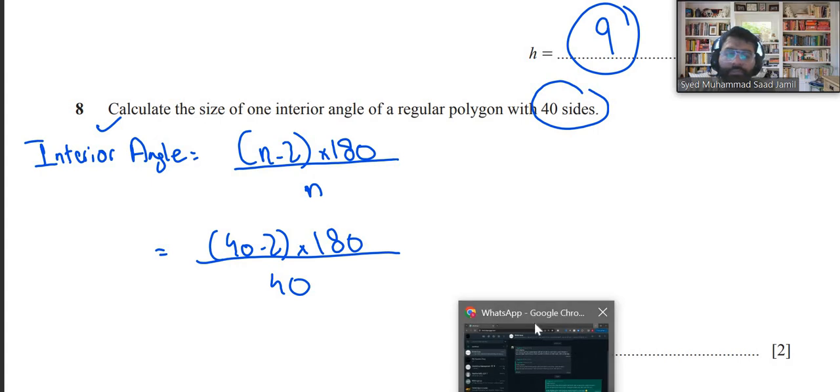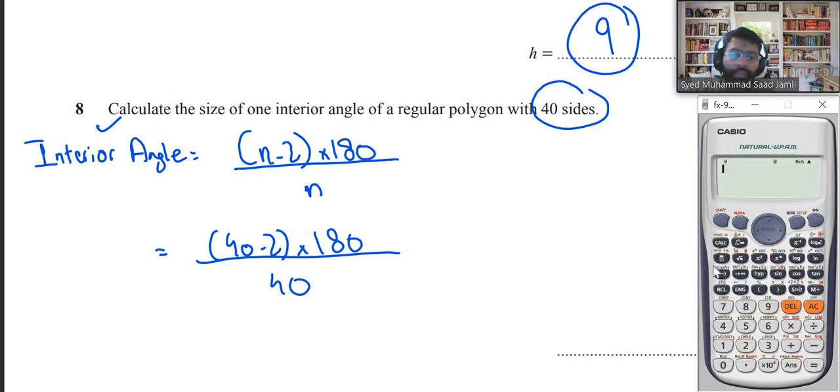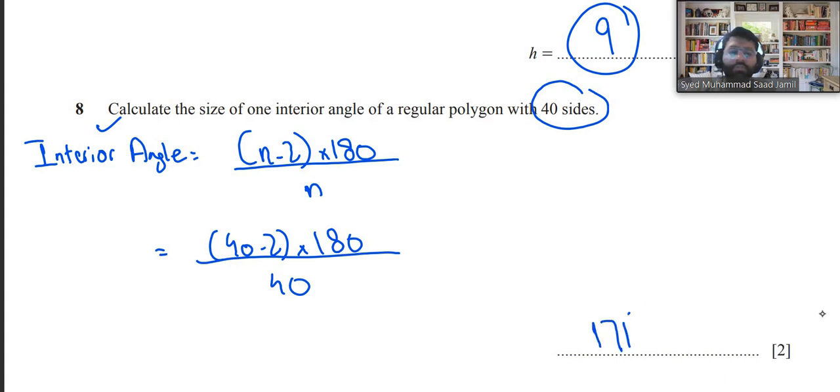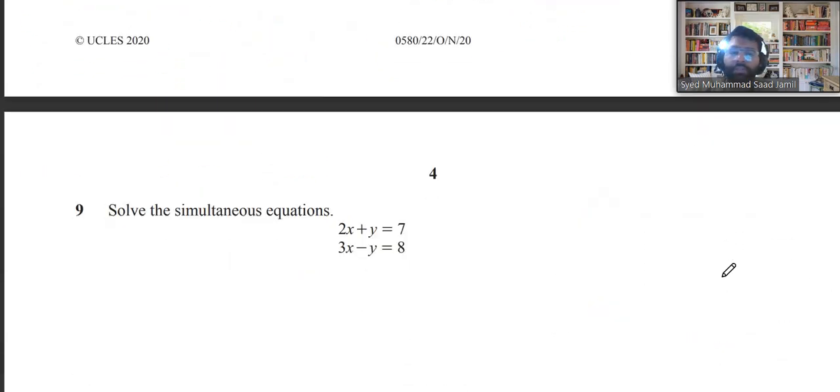So this becomes 40 minus 2, multiplied by 180 divided by 40 again. So it's 171. So the size of each interior angle is 171 degrees.